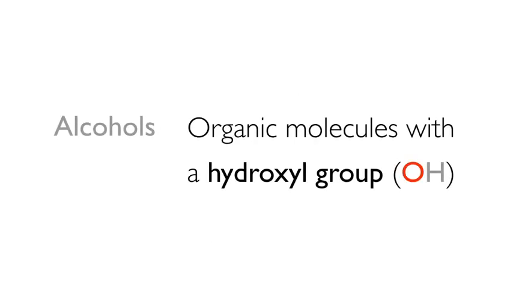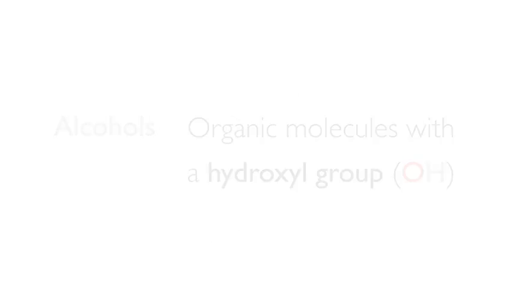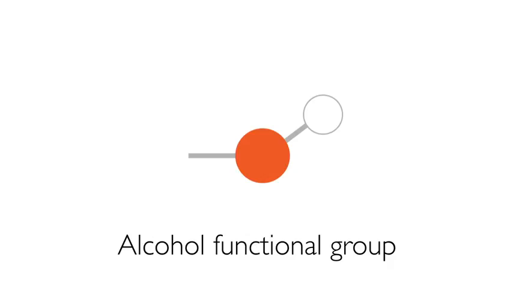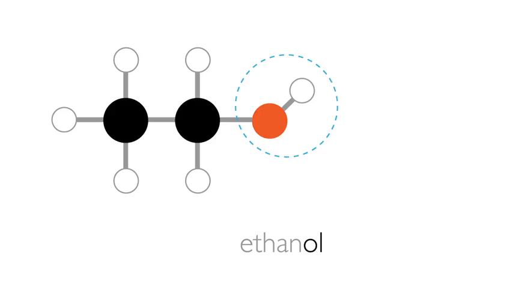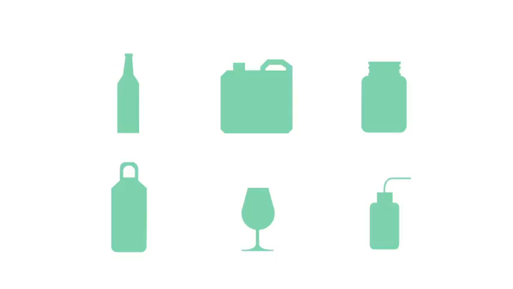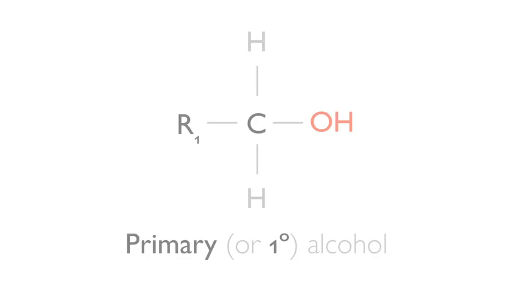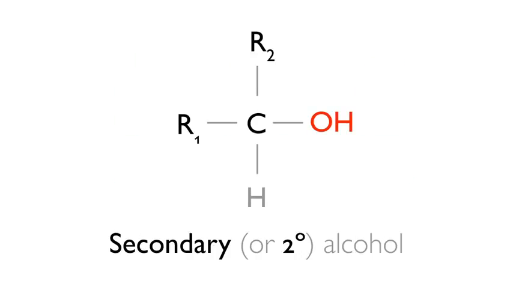Now, at the end of this tutorial, you should be able to identify the alcohol functional group, name alcohols, understand their uses, and be able to categorize them as primary, secondary or tertiary.